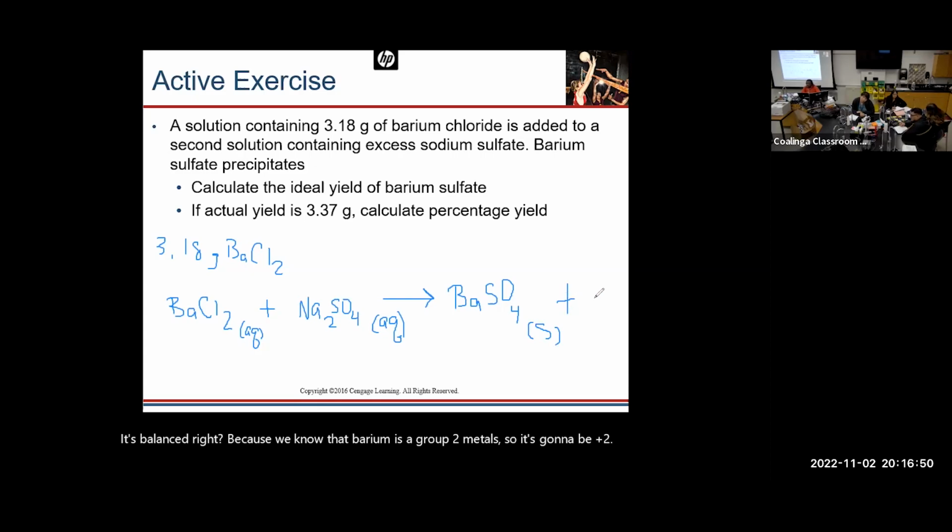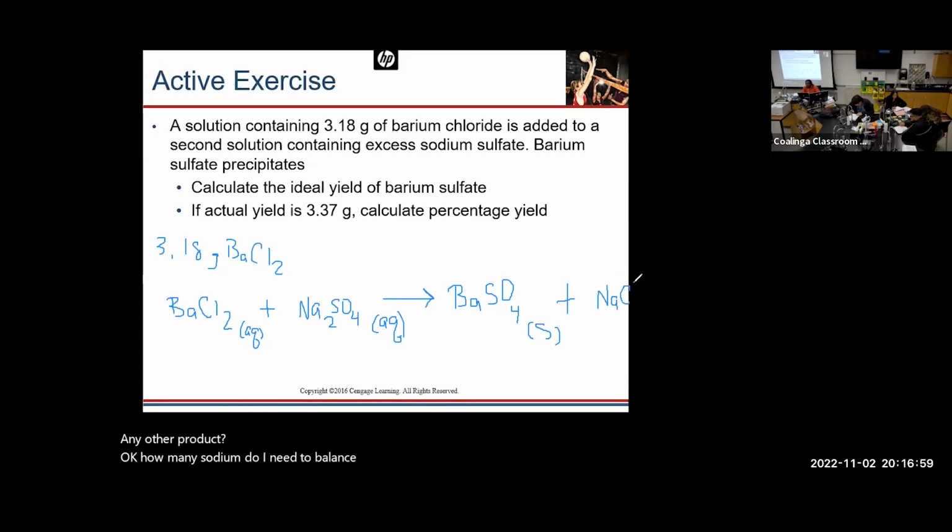The other product? How many sodiums do I need to balance out my chloride? Is that a balanced chemical equation? No. What do I need to do to balance it? Okay, that's what I'm asking.